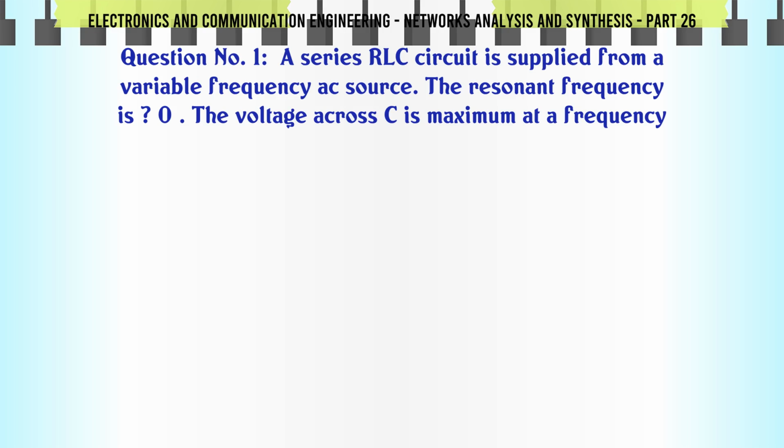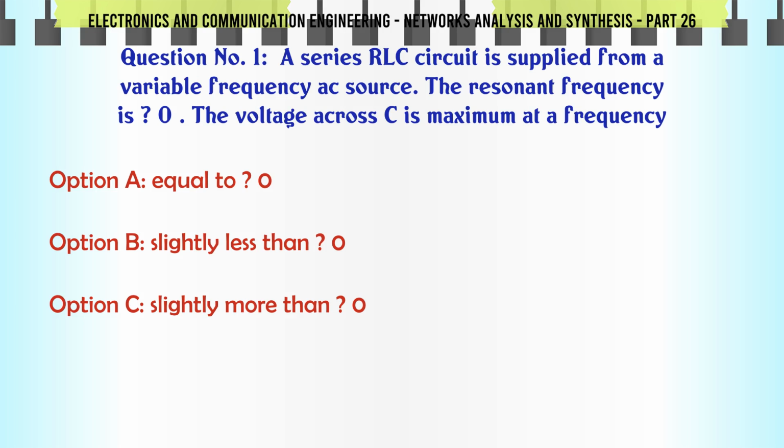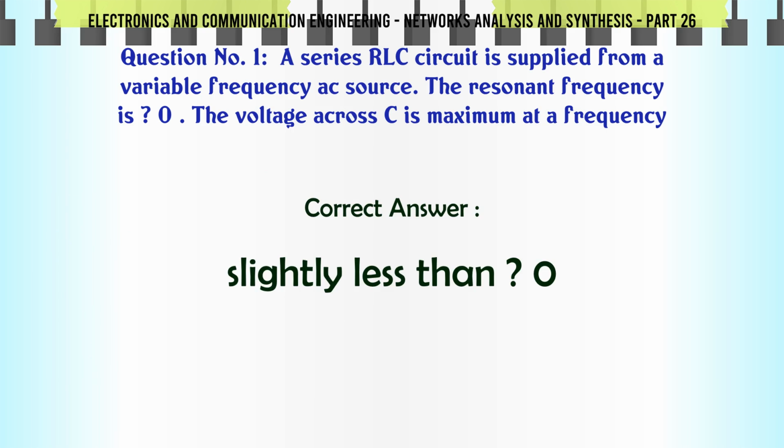A series RLC circuit is supplied from a variable frequency AC source. The resonant frequency is f0. The voltage across C is maximum at a frequency A, equal to f0; B, slightly less than f0; C, slightly more than f0; D, none of the above. The correct answer is slightly less than f0.